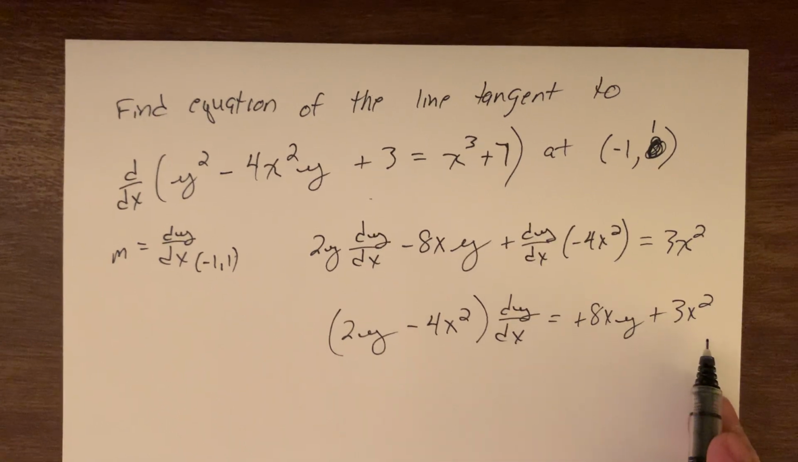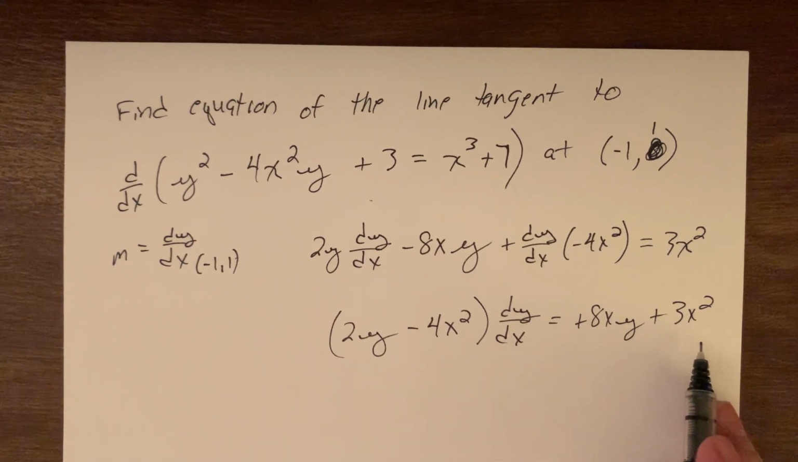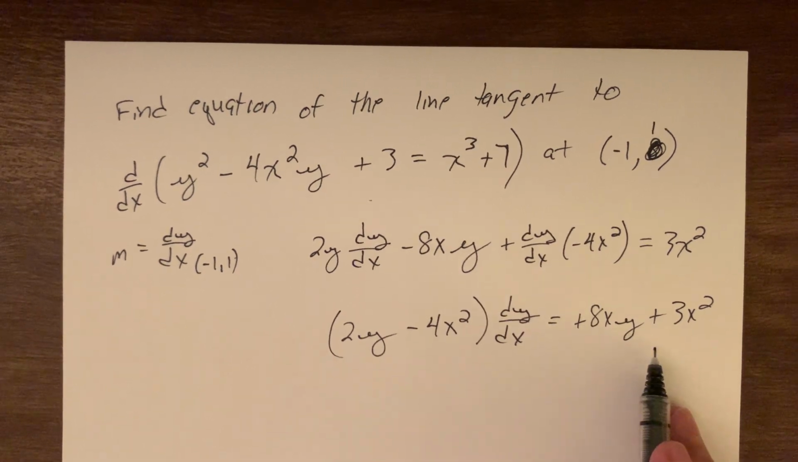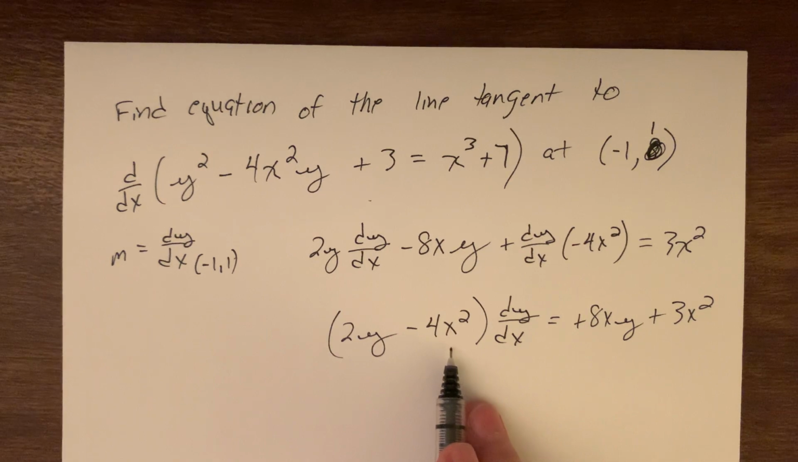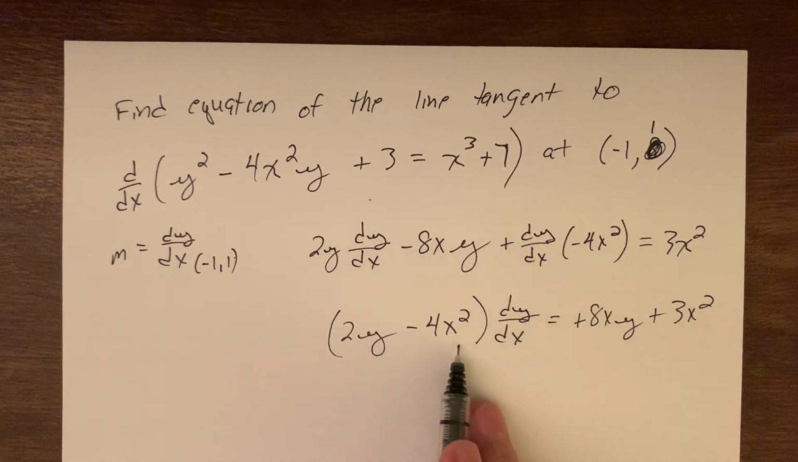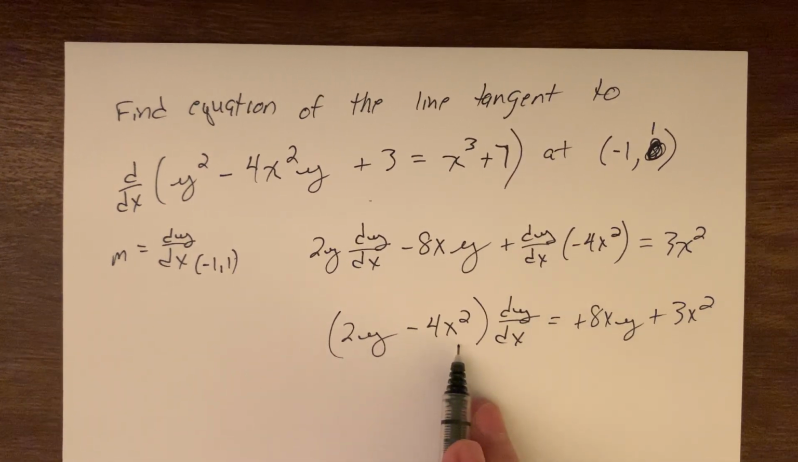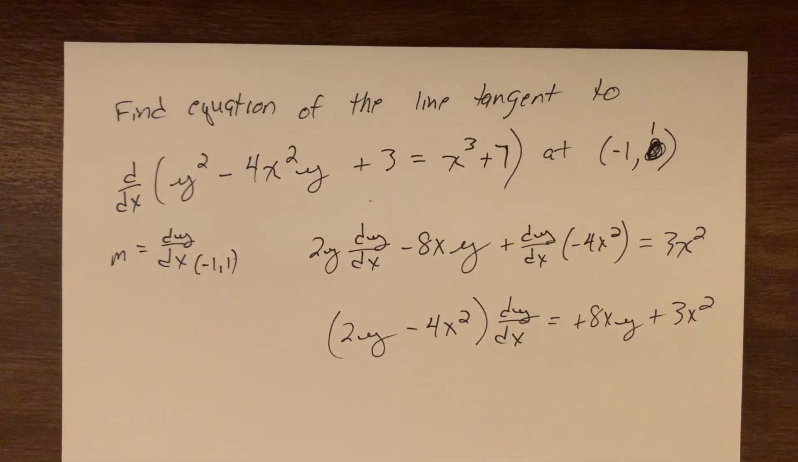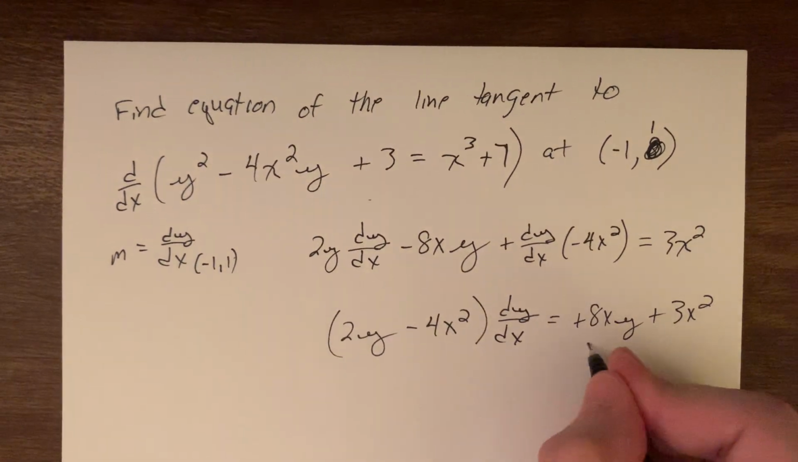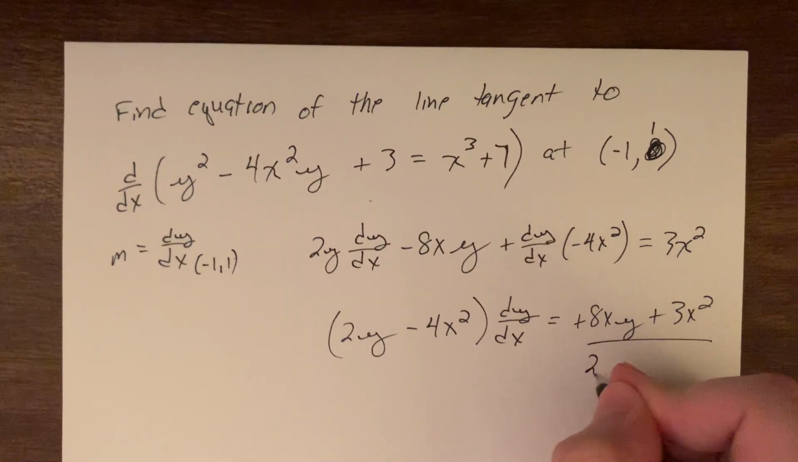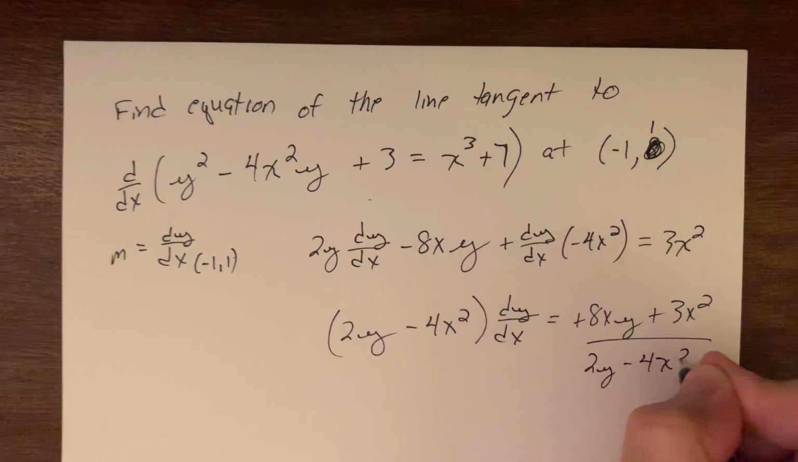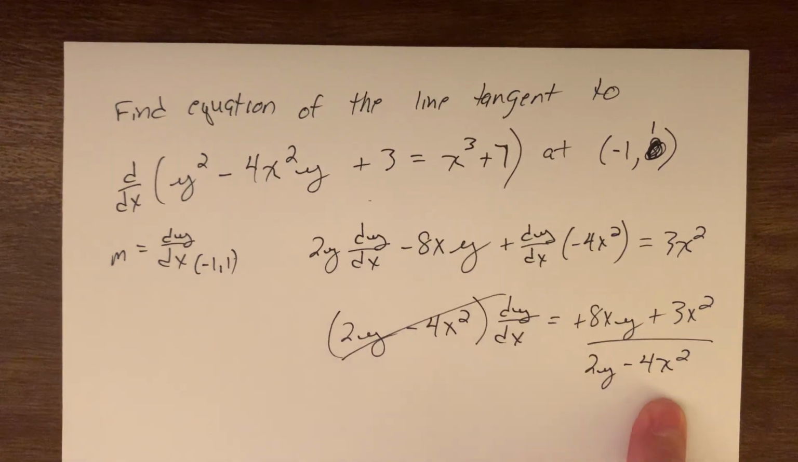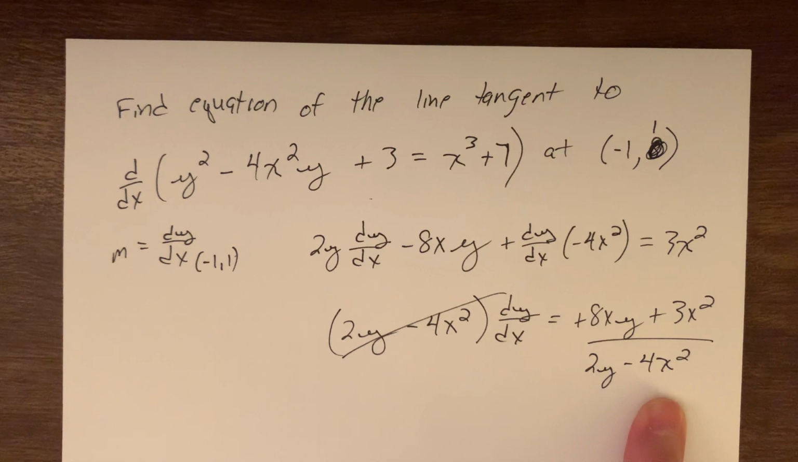These don't combine. I mean, little things, everybody. I have 8xy plus 3x squared. You have 3x squared plus 8xy. Same thing. Don't let that bother you. Same thing here. I have 2y minus 4x squared. You have minus 4x squared plus 2y. Same thing. Don't let those things bother you. So divide that over. There's your derivative.